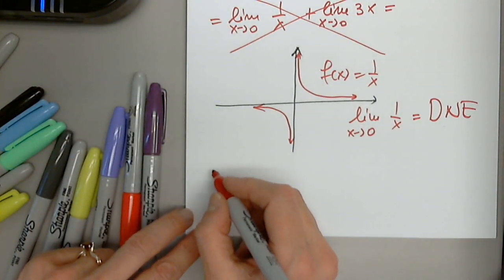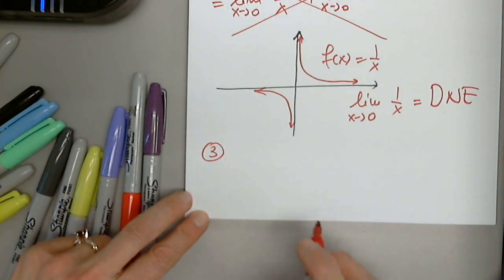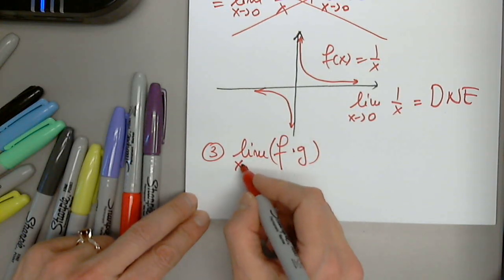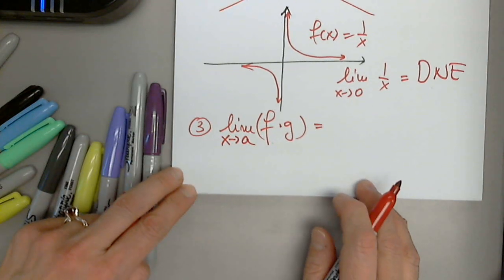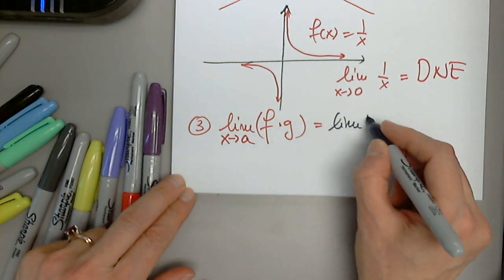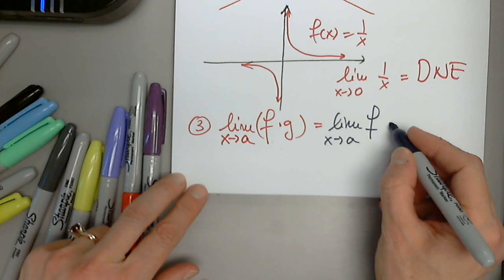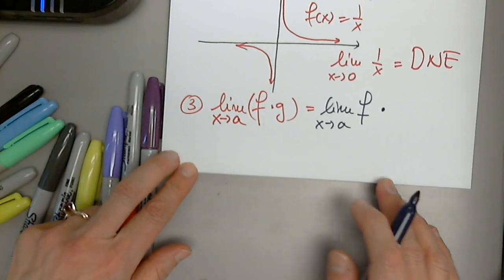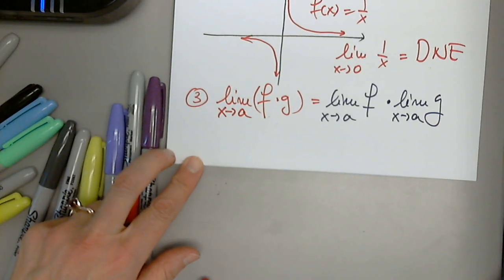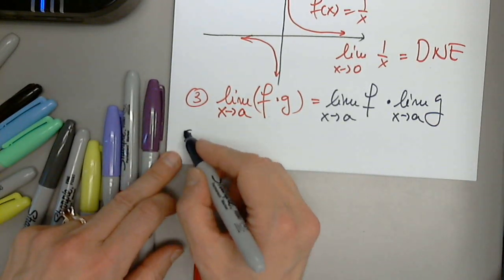Which number am I at? I'm at 3, right? Okay. The limit of f times g when x approaches a. What does this equal? Common sense so far. The limit of f as x approaches a, multiplied by the limit of g as x approaches a. 4.